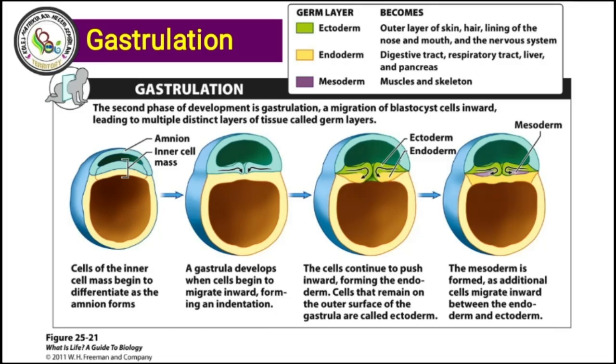As implantation occurs, gastrulation proceeds. At the inner cell mass of the blastocyst, the cells move inward and form 3 layers of cells which are ectoderm, mesoderm, and endoderm.